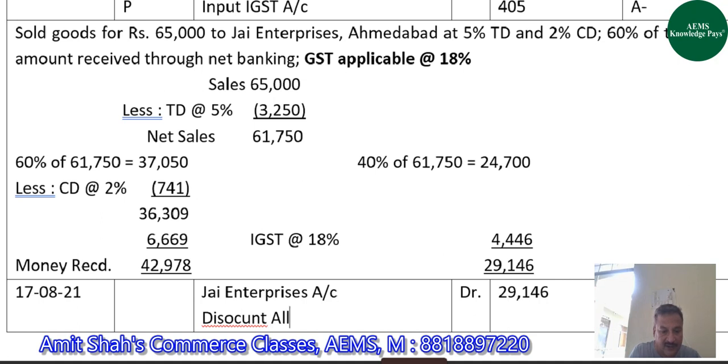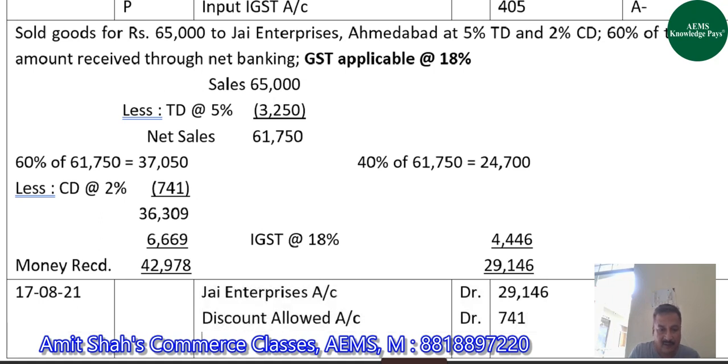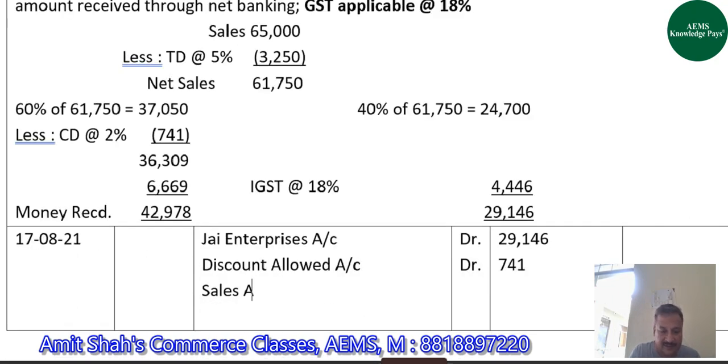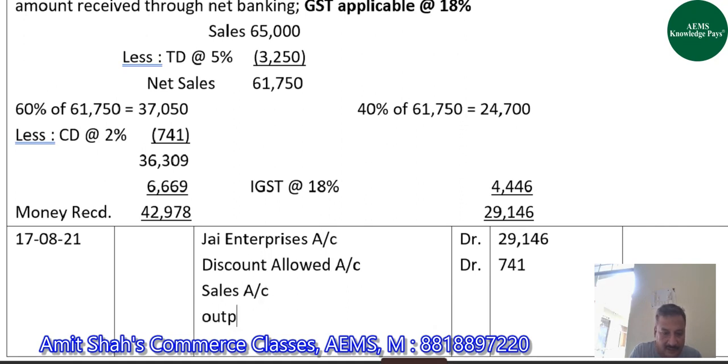We'll also debit discount allowed account with rupees 741, and we will credit sales account, output IGST account, and okay, bank would also be debited. Yes, we receive money. So bank account would also be debited.